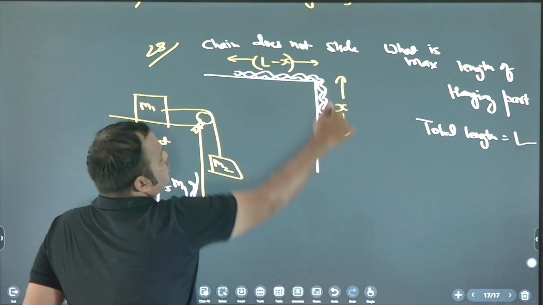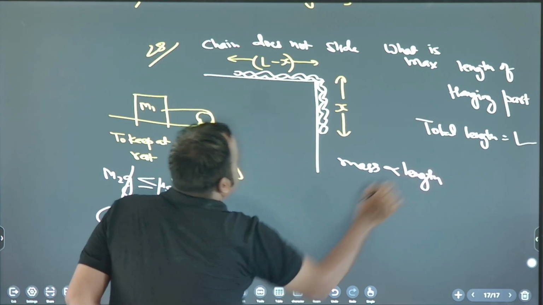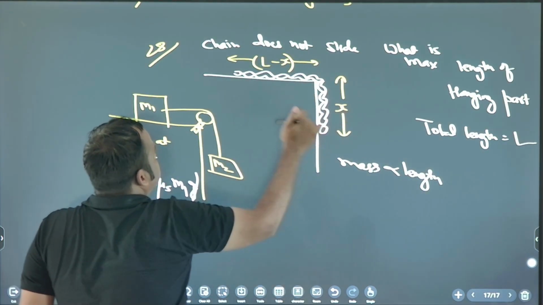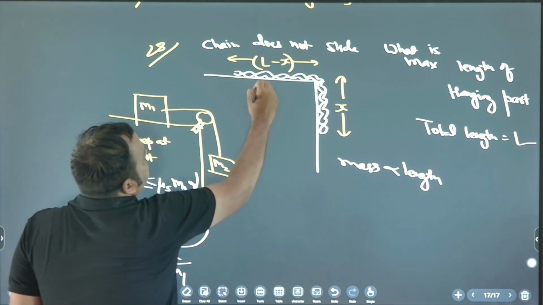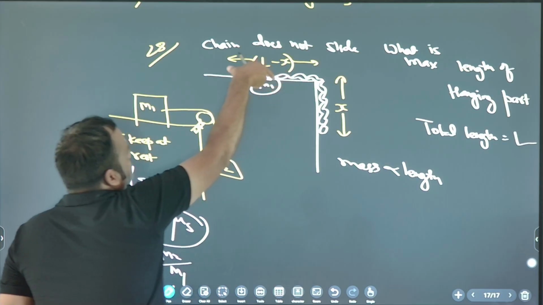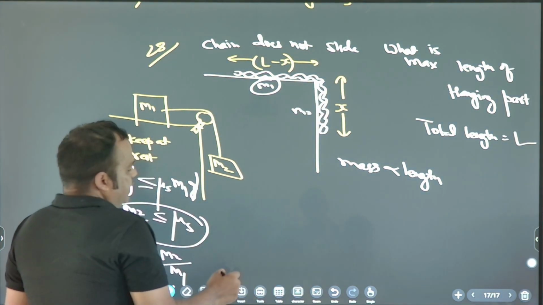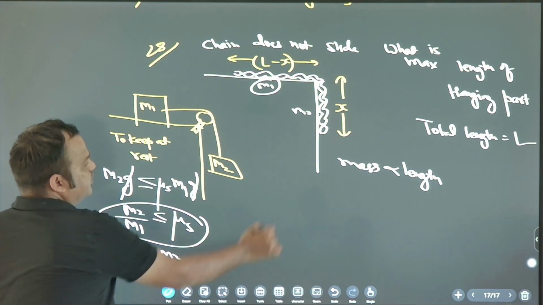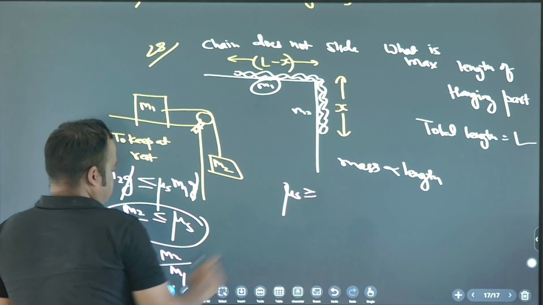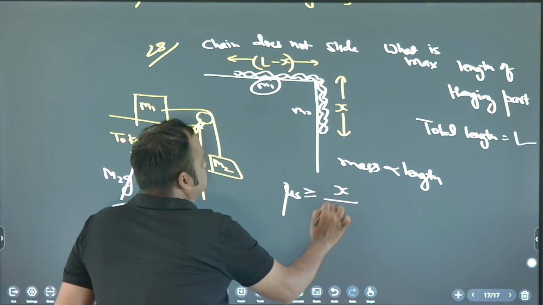Now mass is proportional to length. So this is M1, this is M2. Mass of this portion is M1, mass of this is M2. So tell me, what is M2 by M1? X by L minus X.